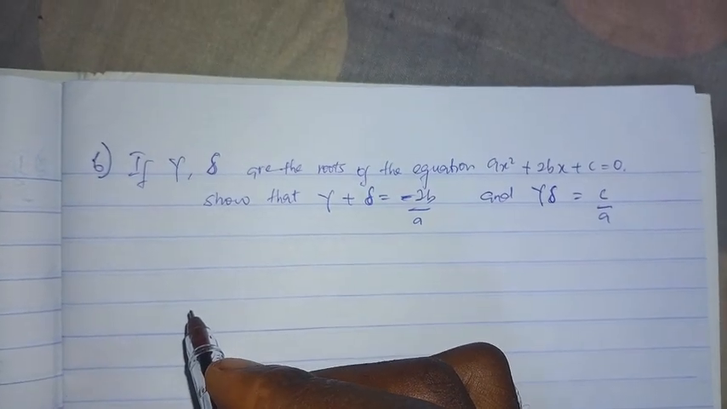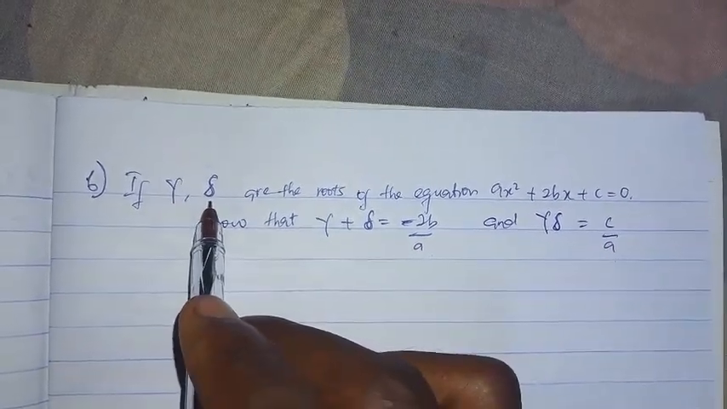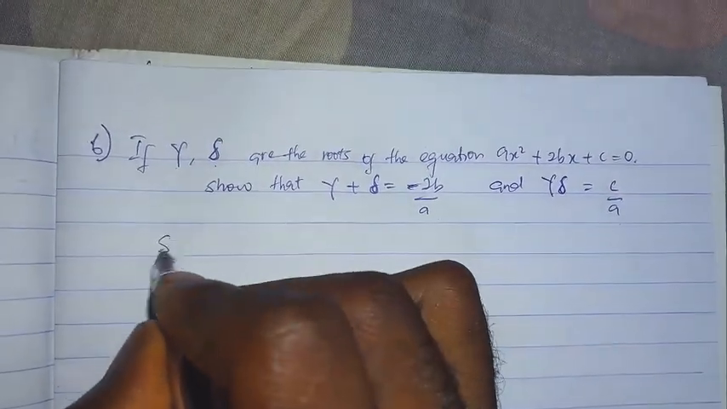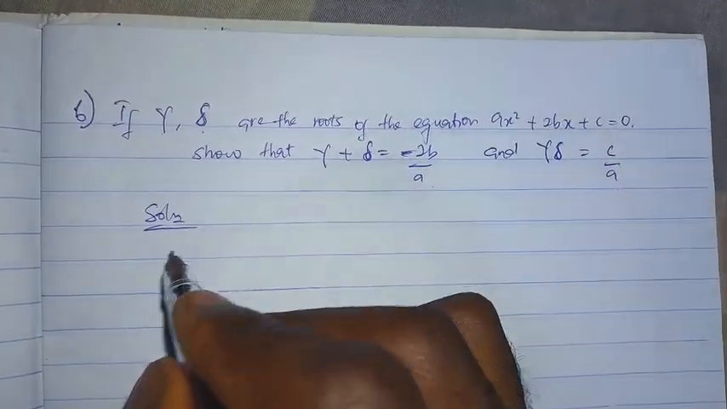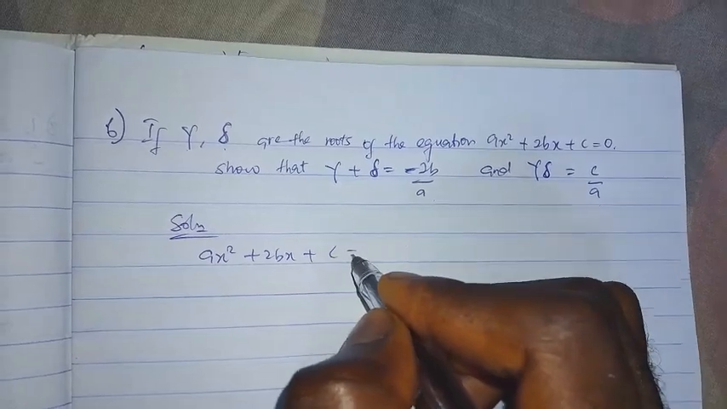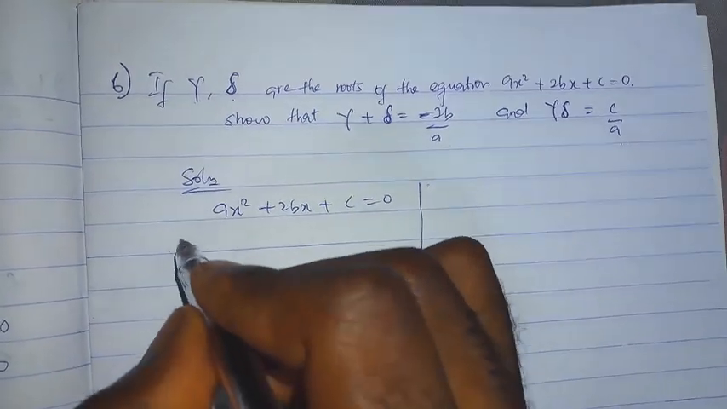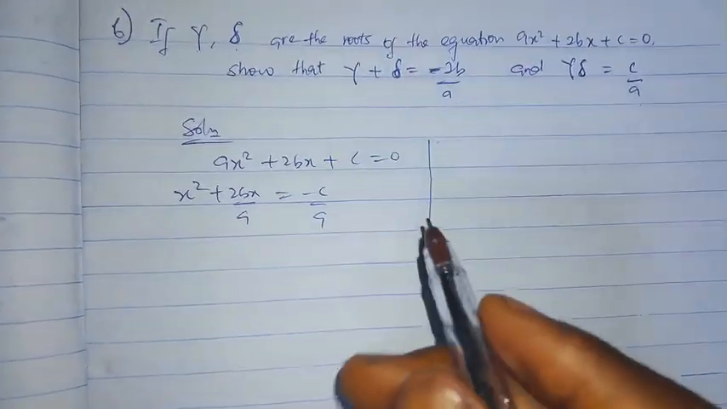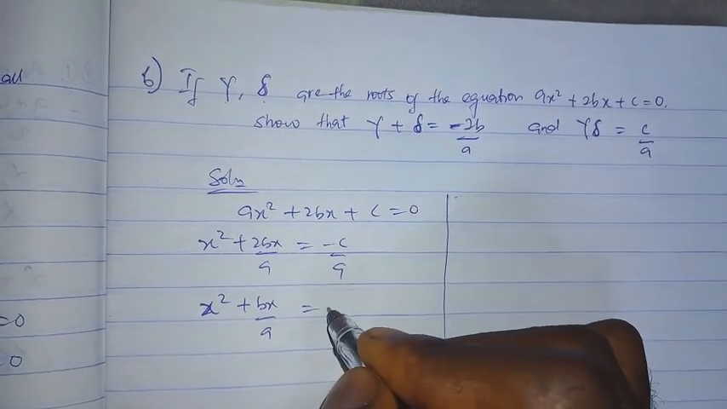Okay, question 6 says we should show that this is equal to this and this is equal to this, if gamma and delta are the roots of this equation, ax squared plus 2bx plus c equals 0. Simply put, I'll be using the completing the square method to solve this question and then prove all this thereafter. From ax squared plus 2bx plus c equals 0, applying completing the square, I'm going to have x squared plus 2bx over a equals minus c over a. Thereafter, this now becomes x squared plus bx over a equals minus c over a.